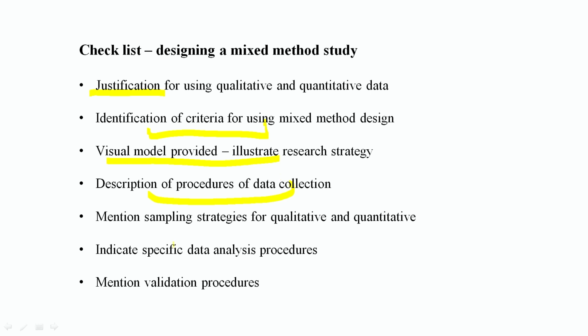The sampling procedures, you should have clarity on sampling procedures, and they should also be mentioned in your research paper or dissertation. Then the next point is specific analysis procedures, the data analysis procedures you have to explain. And then the last is that the validation of the findings has to be explained. So if you follow the listed items, if you follow this checklist and describe things in order, you can go ahead with a mixed method study.